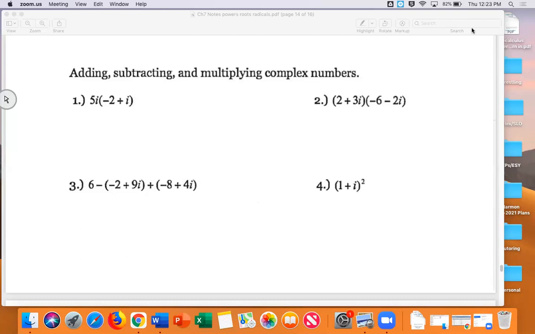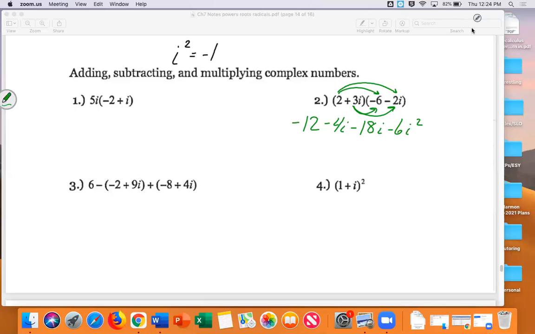number 2, we're going to FOIL this out. So we do 2 times -6 is -12. 2 times -2i is -4i. 3i times -6 is -18i. And 3i times -2i, that's going to be -6i squared. Don't forget, we have i squared equals -1.